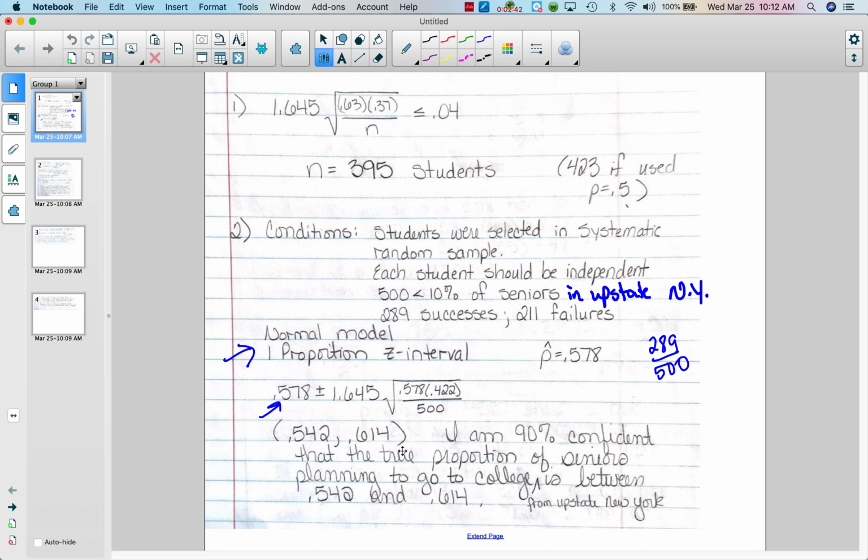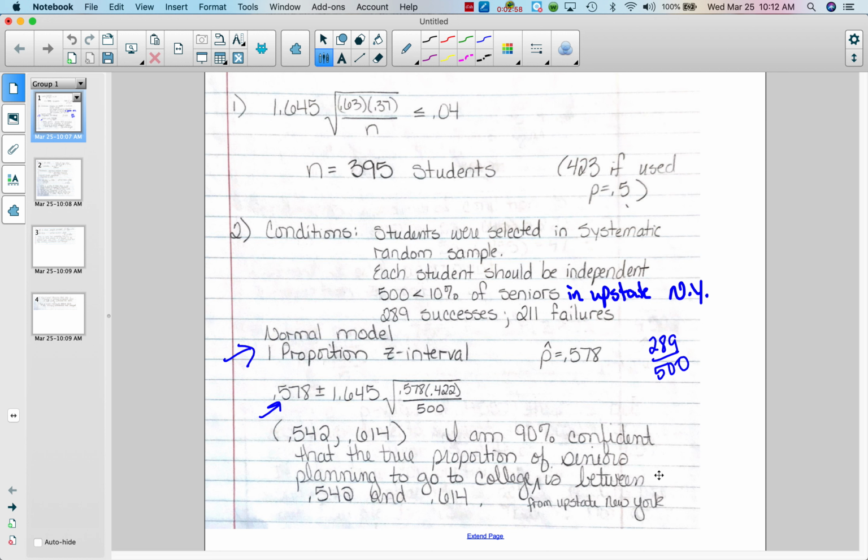What does that mean? So, interpreting your confidence interval. I am 90% confident that the true proportion of seniors planning to go to college, and then I added in front upstate New York, is between 0.542 and 0.614. That's what your confidence interval means.